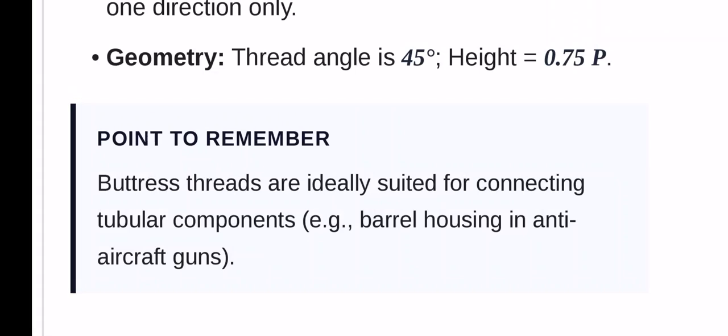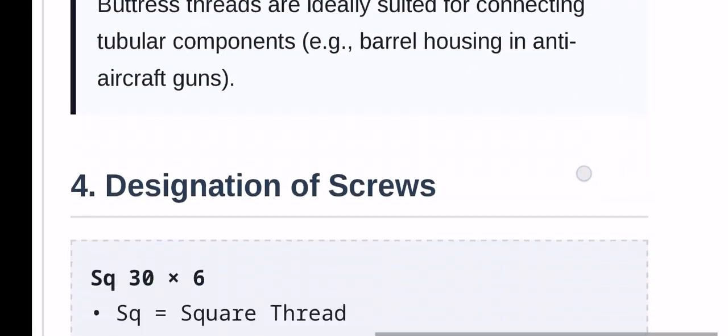Buttress threads are ideally suited for connecting tubular components. Example: the barrel housing in anti-aircraft guns.